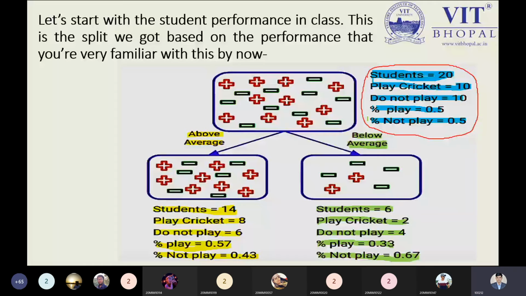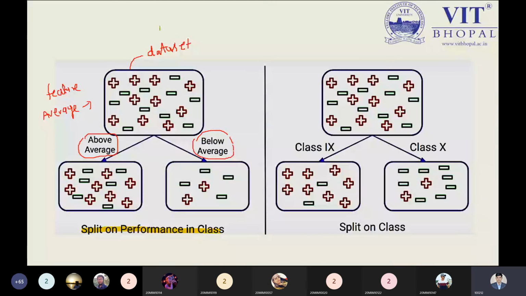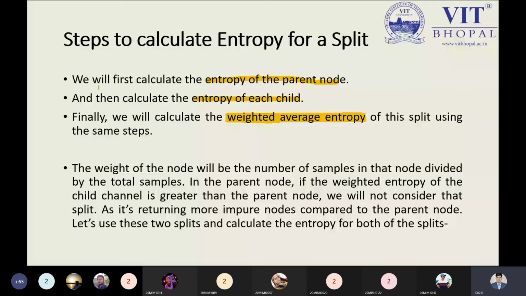As per this splitting part, the definition is: we first calculate the entropy of the parent node, then calculate the entropy of the child nodes, and then calculate the weighted average entropy. After that, we subtract it from one, and then we can understand the information gain. Before getting the information gain, it is not an easy task. We have to understand the problem and solve the problem.